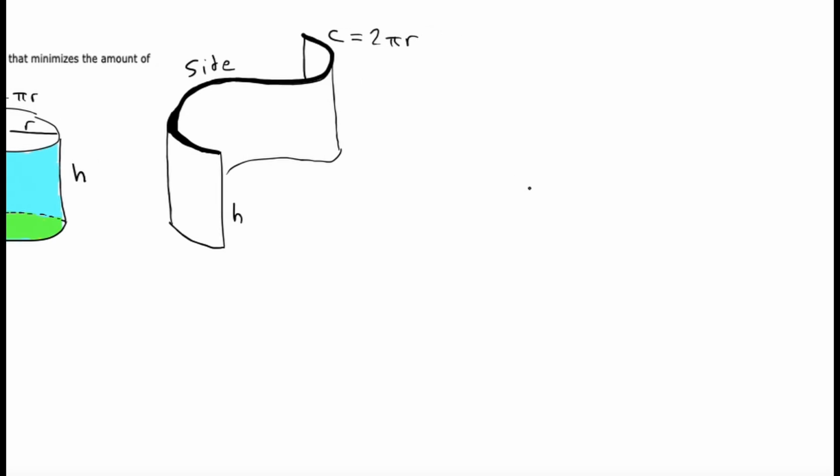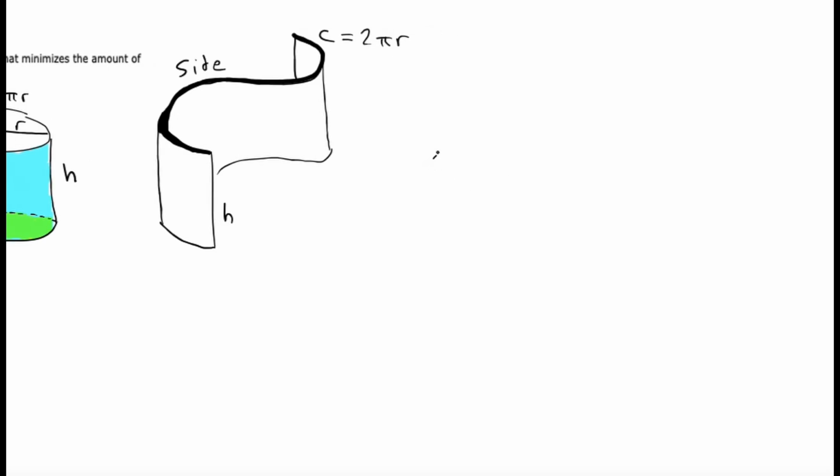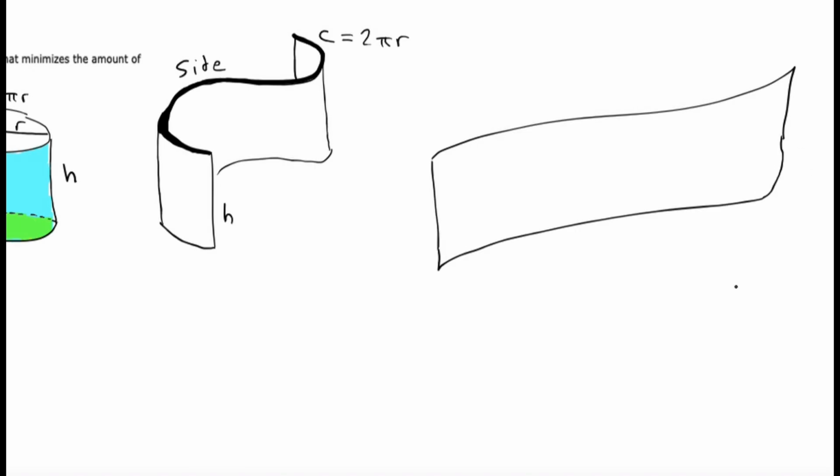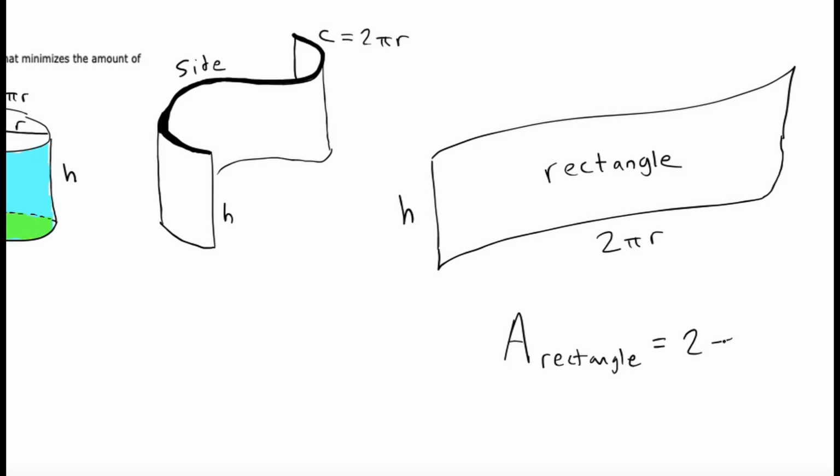If we were to further flatten it out, it would become a known shape. What shape does it become? Yeah, it becomes a rectangle. So that means that this rectangle has a height h and a width there of 2 pi r. So the area of the rectangle then is 2 pi r h.